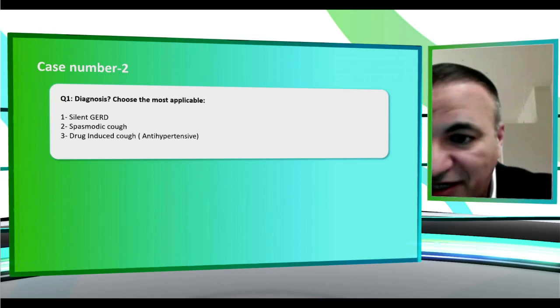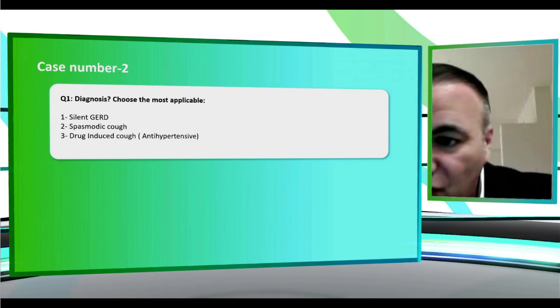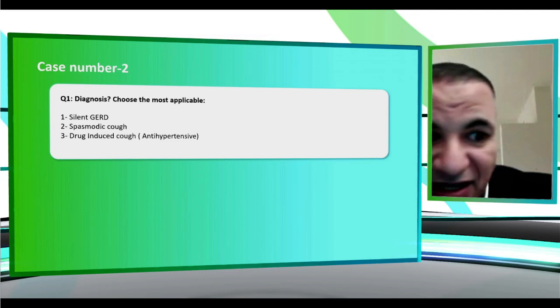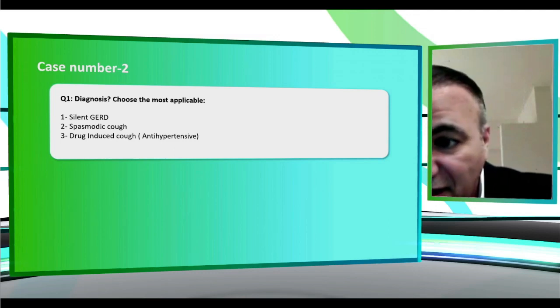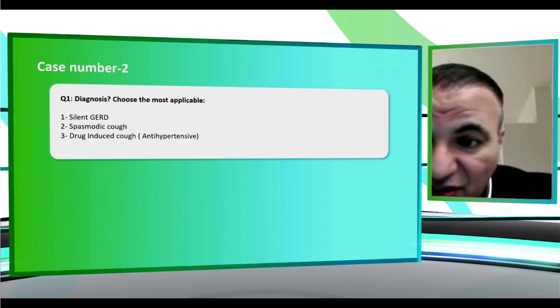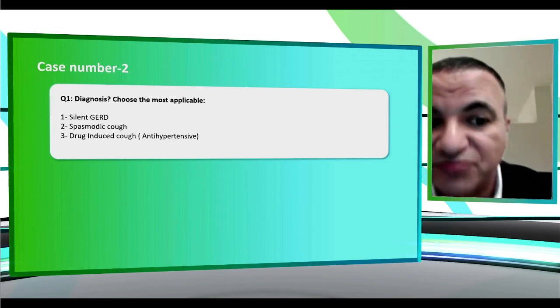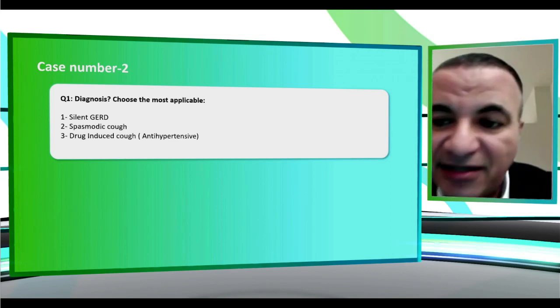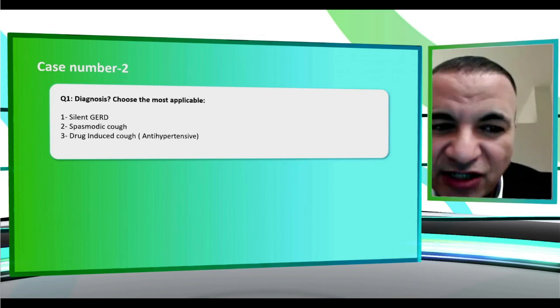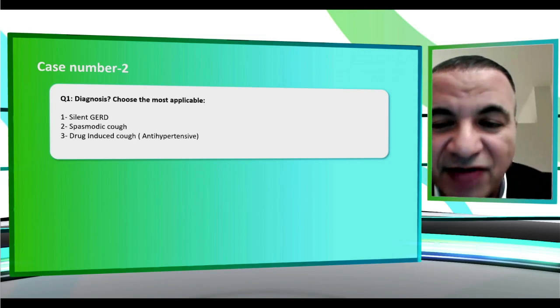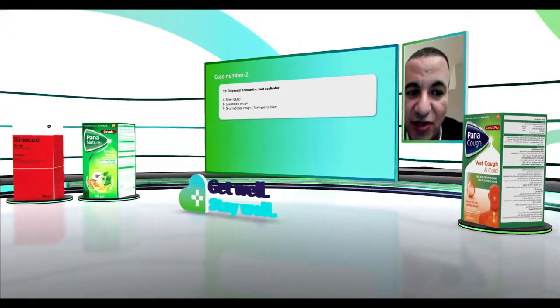Yeah, there is confusion here. Most of you, about 64%, diagnosed it as silent GERD. Plenty of you diagnosed spasmodic cough, and also 26% diagnosed drug-induced cough. My first reply is drug-induced cough. The antihypertensive which causes cough is the ACE inhibitor.